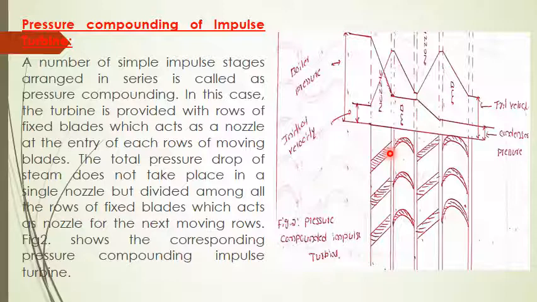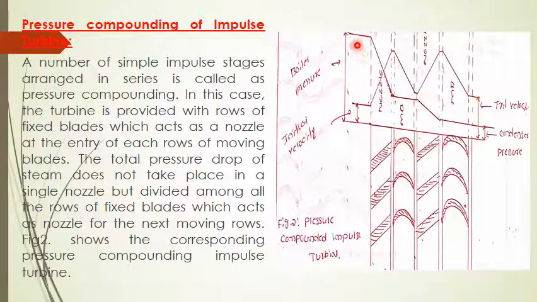The figure shows the corresponding pressure compounding impulse turbine. In the figure you can observe steam with high pressure and low velocity enters this first set of nozzles, or you can also call them fixed blades. Here you can observe velocity increases in the nozzle, and after the nozzle the steam enters the moving blade and hence velocity drops. Again once the steam passes over another set of nozzles, velocity increases. After the nozzle it enters moving blades, and velocity again drops.